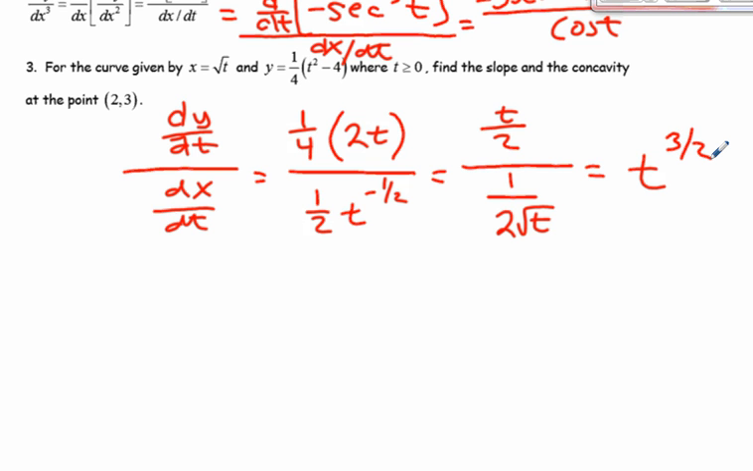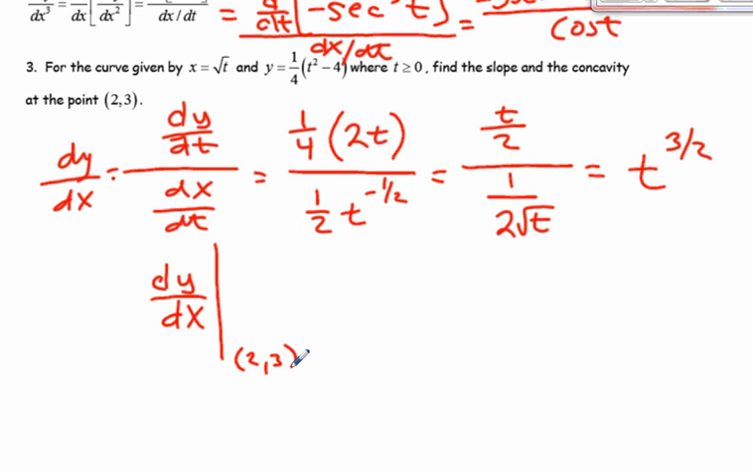Okay? So that's dy/dx, but they want to find the slope at the point (2, 3). So I want to calculate dy/dx, so this is dy/dx up here. And remember the notation with dy/dx, you have this big bar such that you're at the point (2, 3). Now, here's the problem. Our dy/dx is in terms of t, and I want to find it at the point (2, 3).